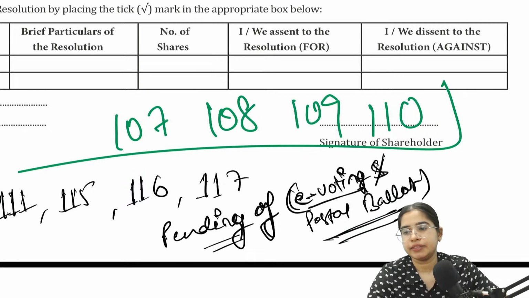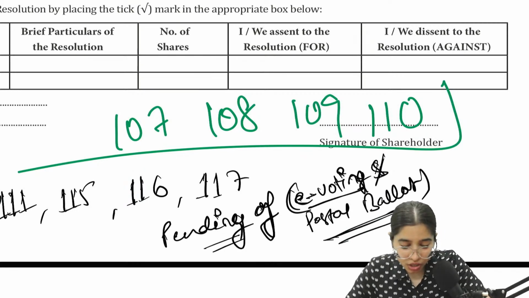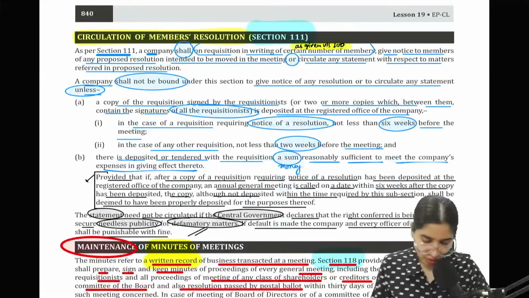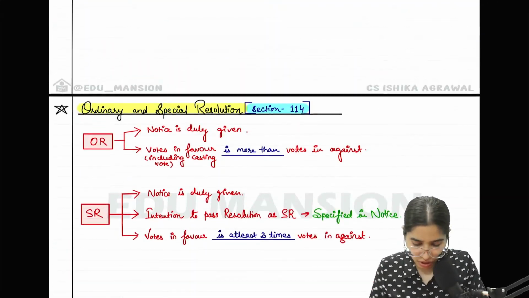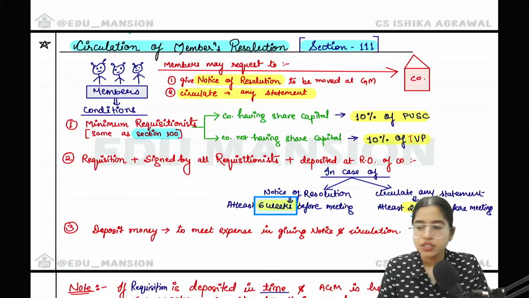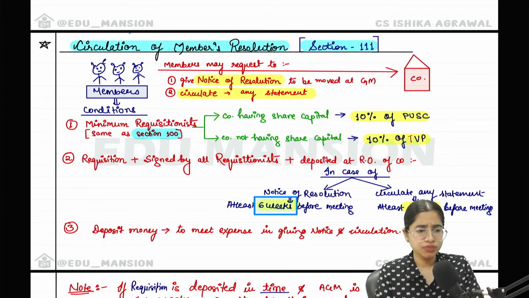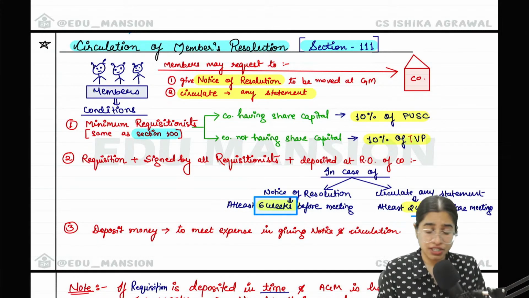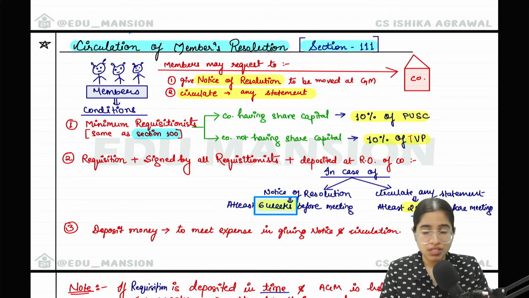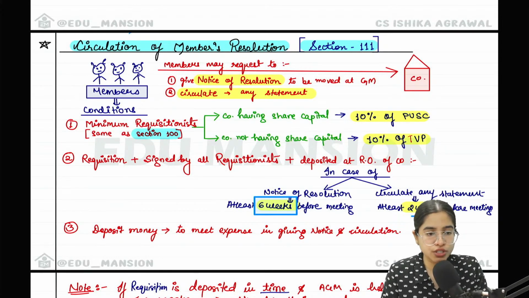Clear. Great. Okay. So now there is one small section, 111, which talks about circulation of members' resolutions. This is an average section. You can categorize it as category B. Section 111 talks about circulation of members' resolutions.